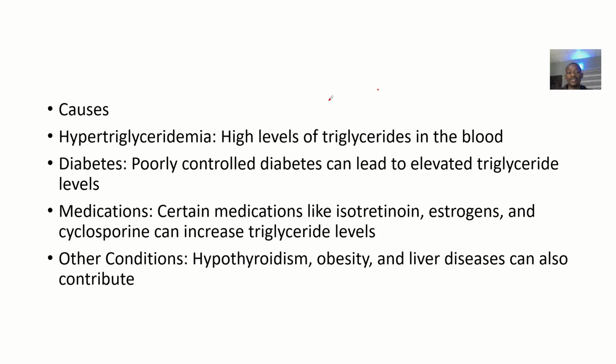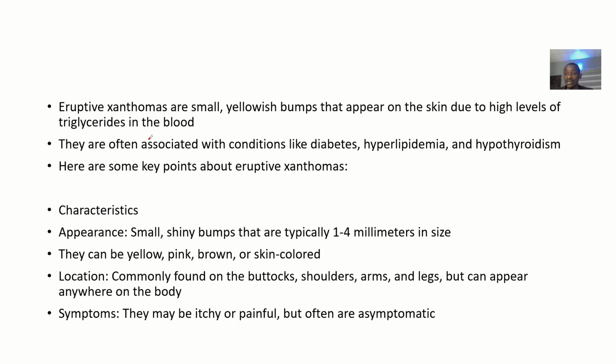So just like I told you guys, one of the top causes is what? Hypertriglyceridemia. So triglyceride levels in the body are very high. Okay, it's an example of dyslipidemia, right? So for the overview, we say that eruptive xanthomas are small yellowish bumps that appear on the skin, and this is due to the high levels of triglycerides in the blood. They are often associated with conditions such as what? Diabetes, it could be hyperlipidemia, it could be hypothyroidism.